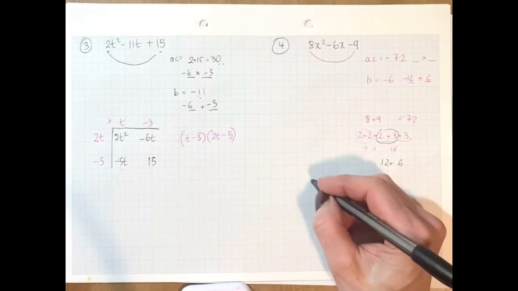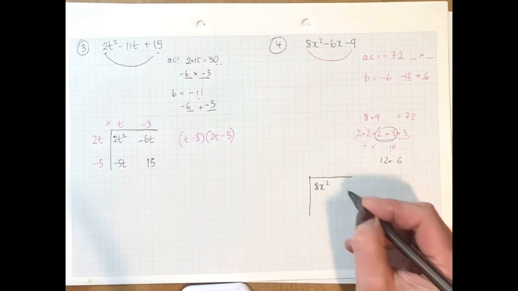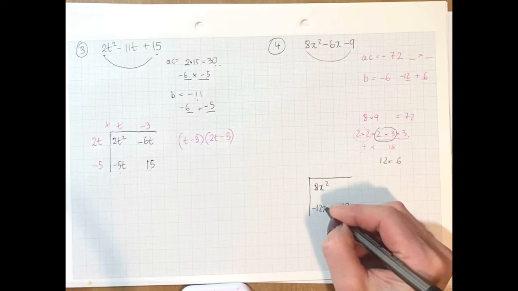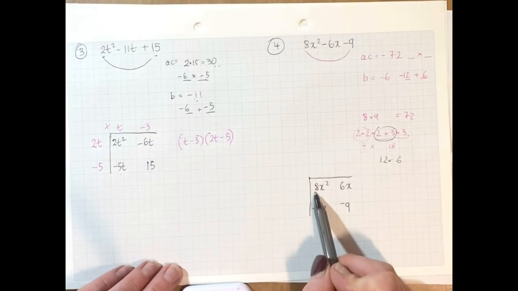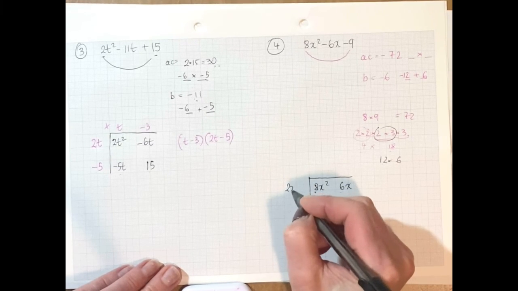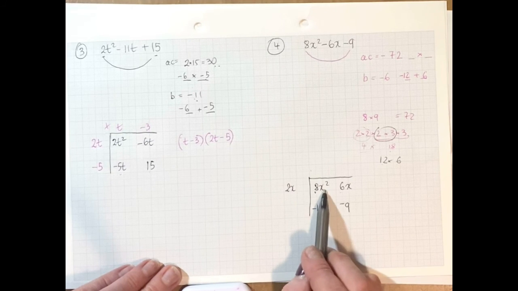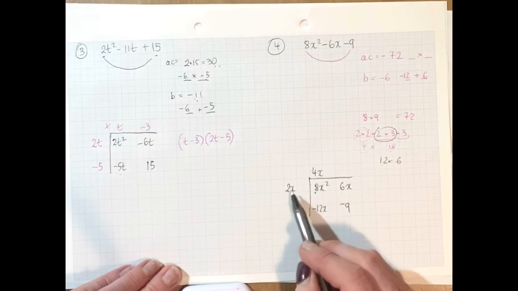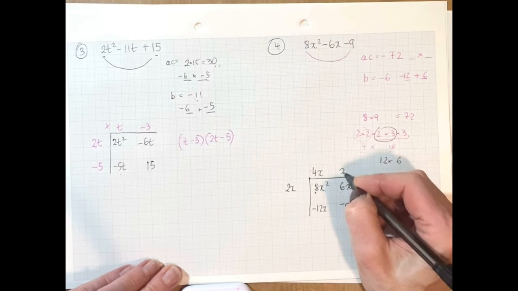So let's fill in the grid. Starting with 8x squared, and then minus 9, and then you've got to put minus 12x and positive 6x. And let's just factorize what goes into 8x squared and 6x, definitely 2 and x, so 2x. Then you just need to think about multiplying 2x by something to give you 8x squared. That something must be 4x. Or let's just do this one, 2x times something gives us 6x, that must be 3.